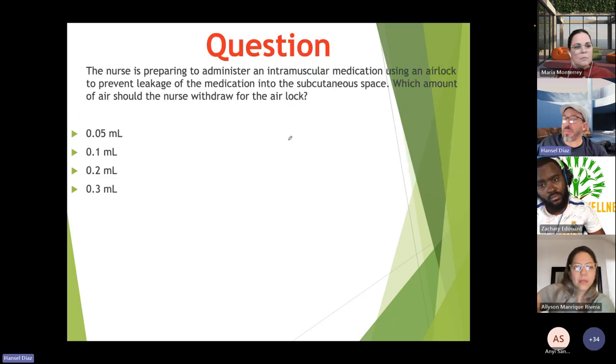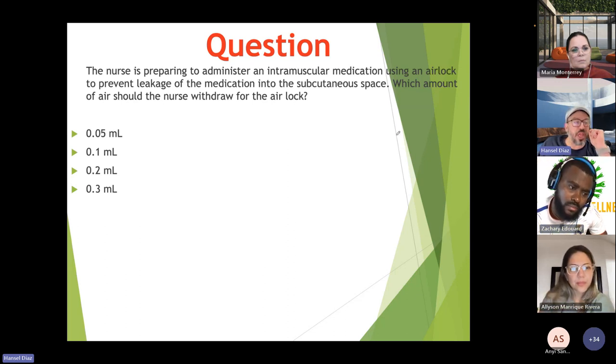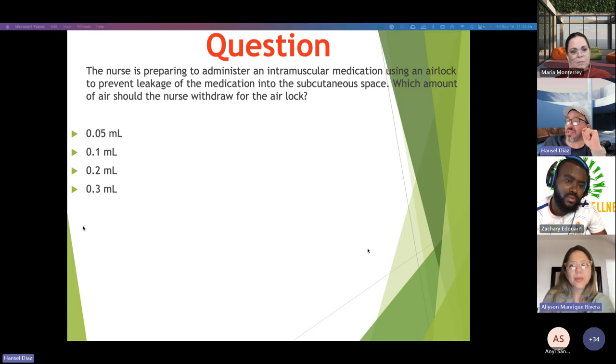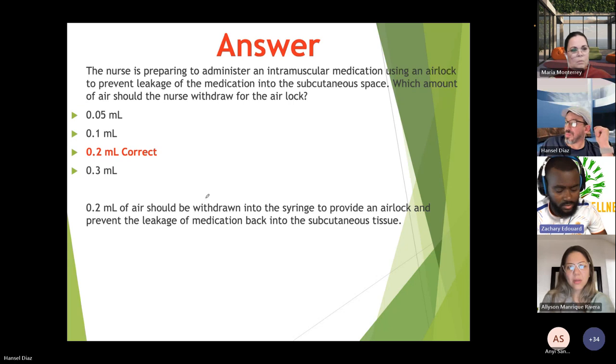The nurse is preparing to administer intramuscular medication using airlock to prevent leakage of the medication into the subcutaneous space. Which amount of air should the nurse withdraw for the airlock? 0.2. All right.